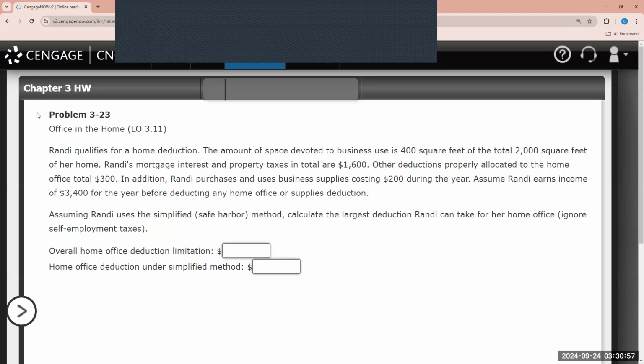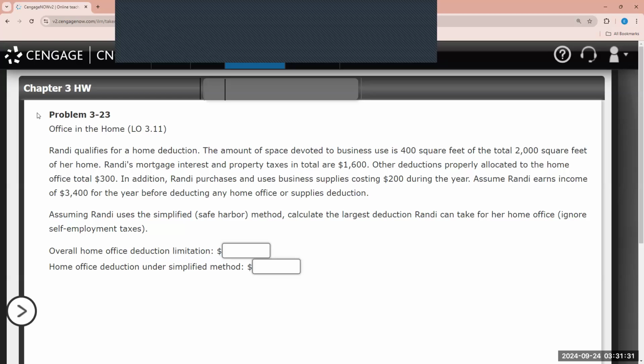Same thing here. For the home office deduction, you need to be able to calculate the total for utilities, repairs, and things of that nature. But there's also a simplified method. So here it is asking us to calculate the largest deduction Randy can take for her home office. Randy qualifies for a home office deduction. The amount of space devoted to business use is 400 square feet of the total 2,000 square feet of her home. Randy's mortgage interest and property taxes in total are $1,600.